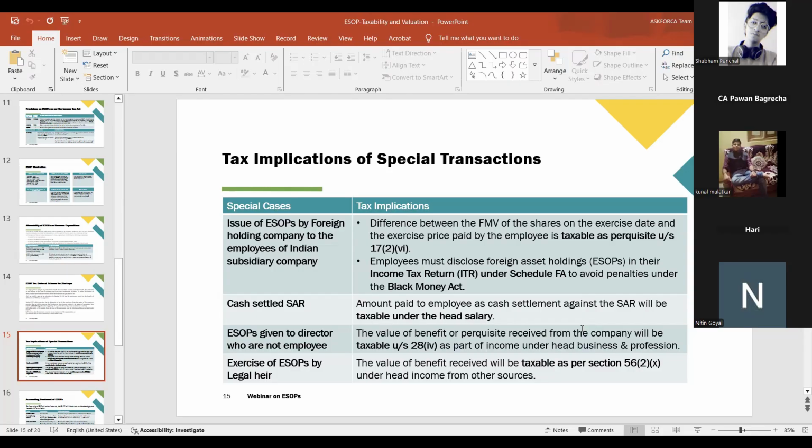Hope till here it is clear to everyone. We can give ESOP to directors who are not executive directors. That will be taxable under business profession because they are not getting salary, they are getting the sitting fees. So in their hand, it will be taxable as business profession.